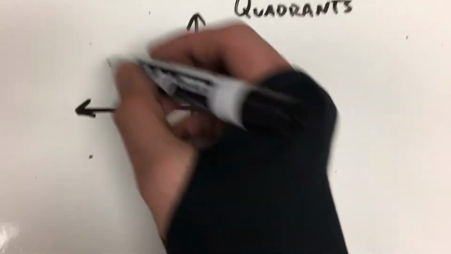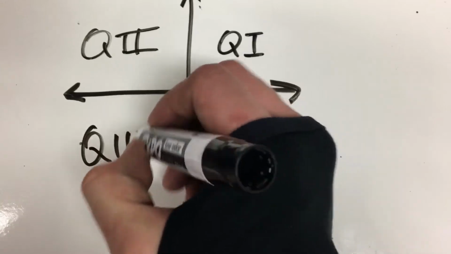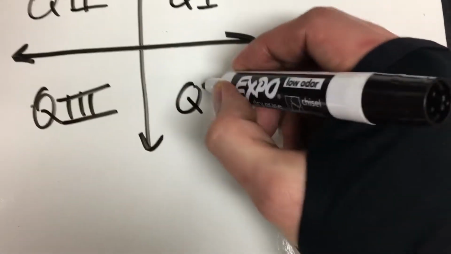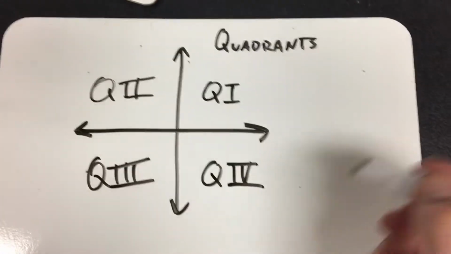This area up here is quadrant 1. This is quadrant 2. This is quadrant 3. Notice we use Roman numerals instead of actual numbers that we're used to using, and that's quadrant 4. 1, 2, 3, 4. That'll help you on those first 4 questions.